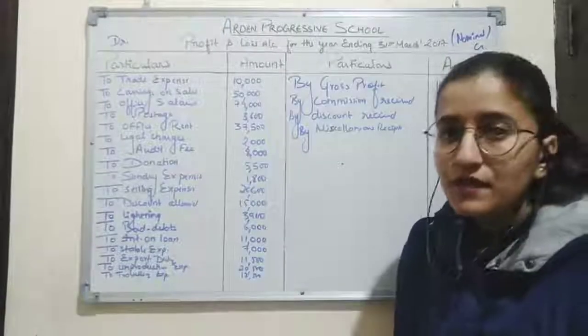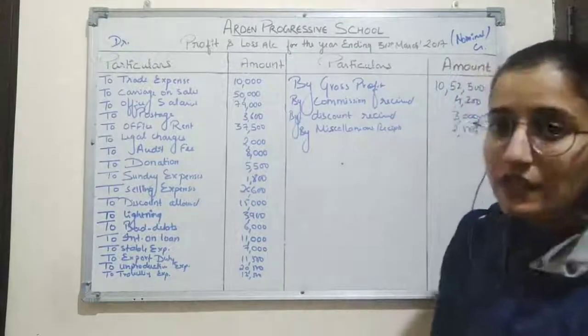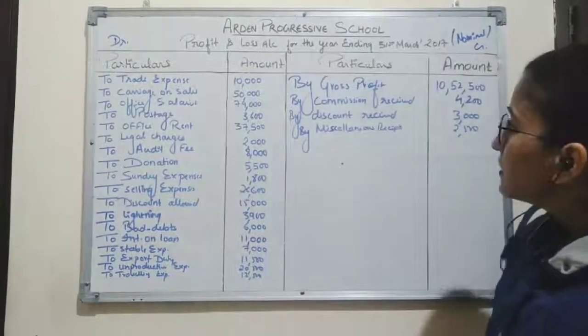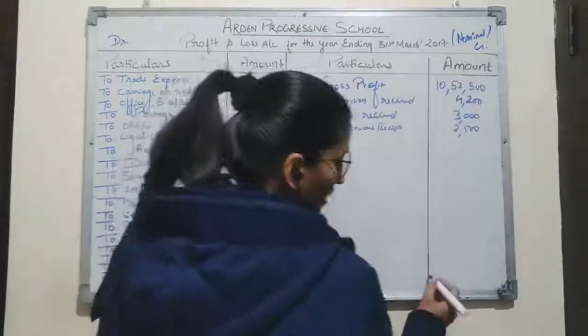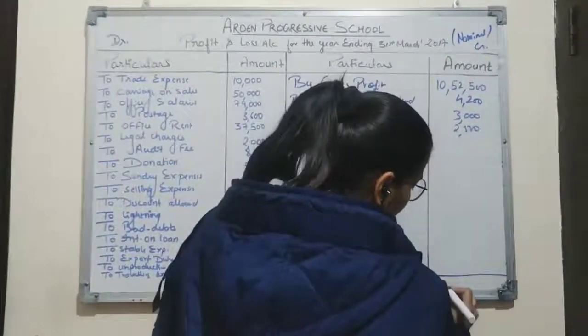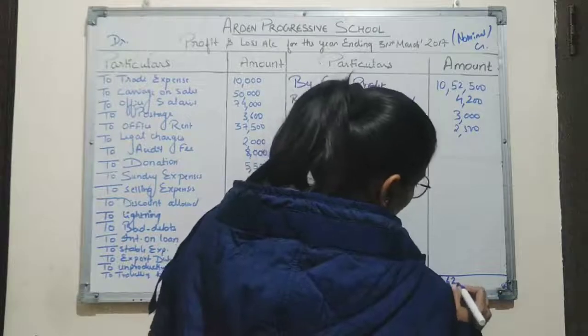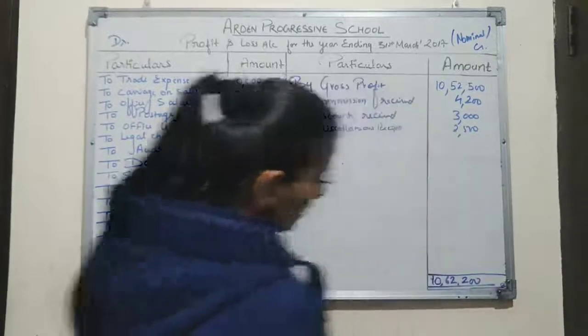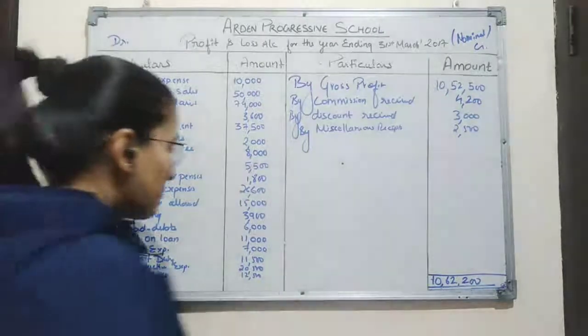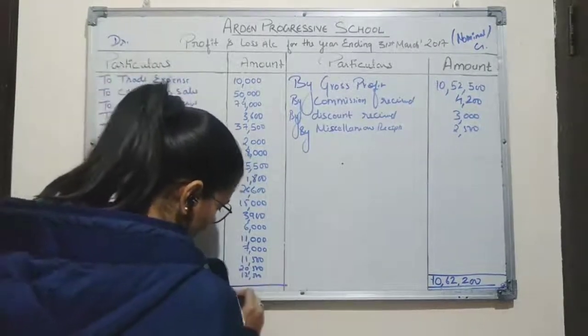12,500. Now we will see which side is having greater value. So as we can see here, credit side is having a greater value with the amount 10,62,200. Now we will record the same amount on debit side also.